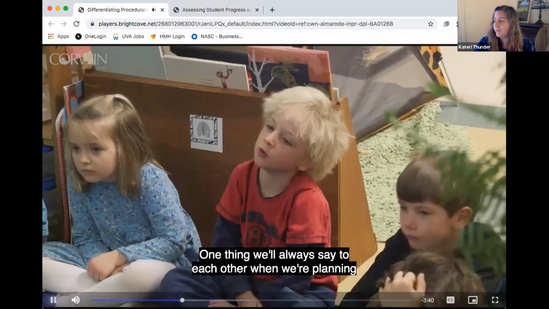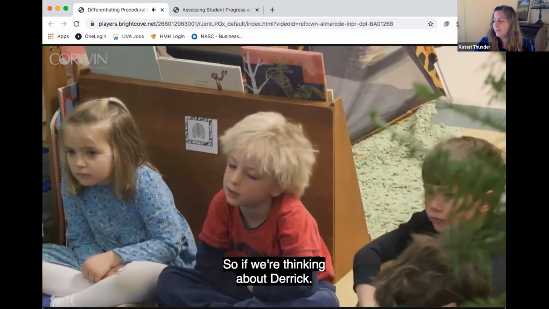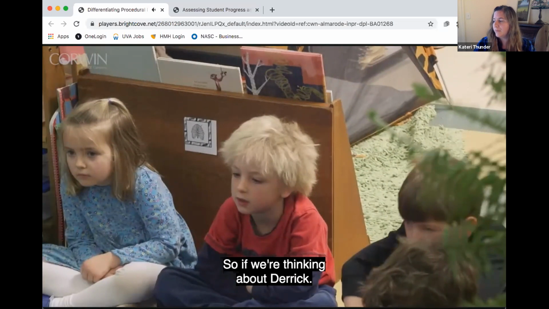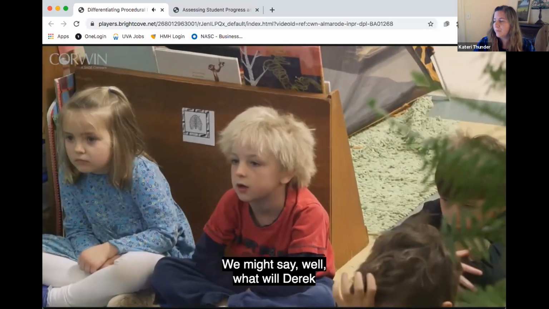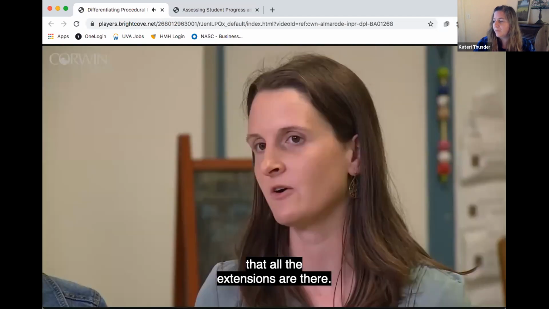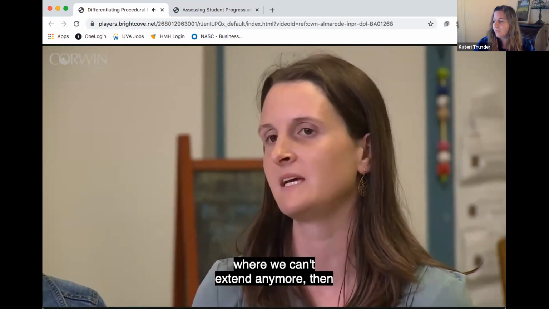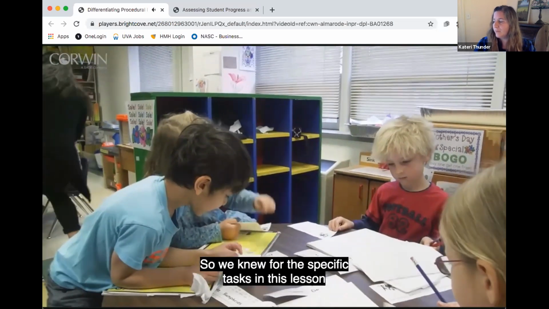One thing we'll always say to each other when we're planning is we'll ask about specific students. So if we're thinking about Derek, we might say, well, what will Derek do when he gets to this point, or how could we extend this for them? So we'll really think through and make sure that all the extensions are there, and we know that if we get to a wall where we can't extend anymore, then it's probably not a good task for that day.